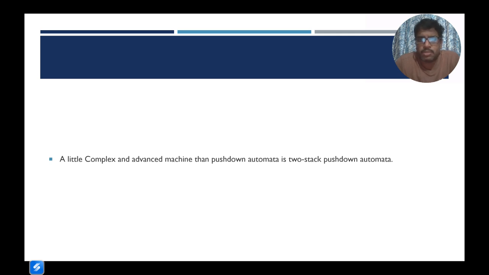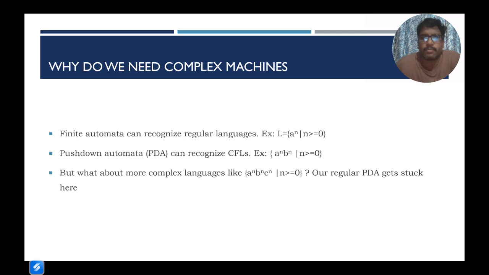In the normal pushdown automata, we have only a single stack to store the alphabets and symbols. A few of the languages are not solved by using pushdown automata, which can be solved by using two-stack pushdown automata. Why do we need the complex machines?